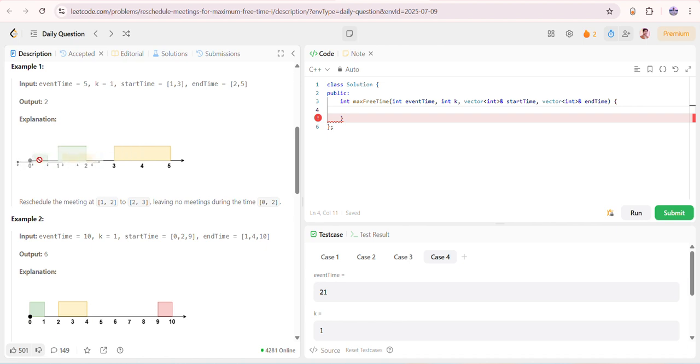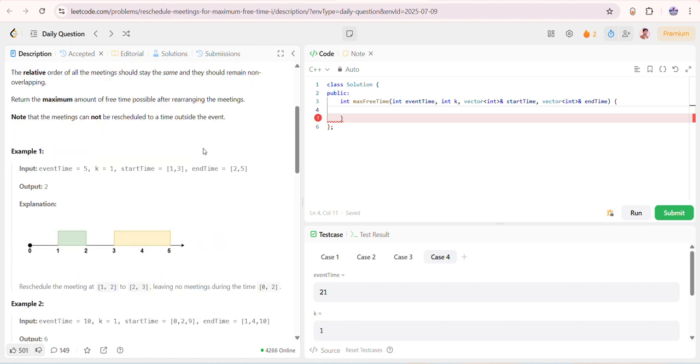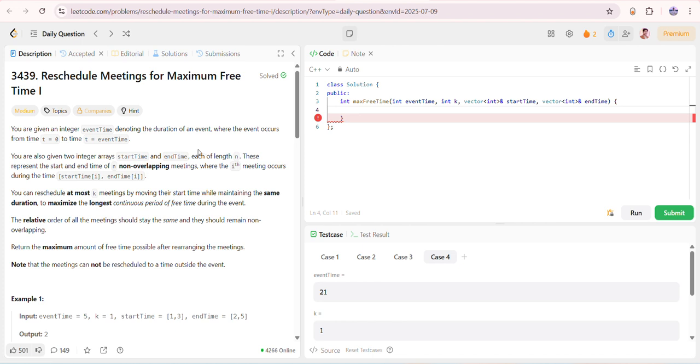If you shift this meeting to here, you see that from 2 to 3 there was a gap, and now 1 to 2 also becomes a gap, so there is a gap of 2 units. If you shift this side, then this gap of 2 units goes to the left side. You have to move these meetings left or right so that you get maximum gaps. You are able to shift only k meetings, and you have to find the maximum amount of free time possible after rearranging the meetings.